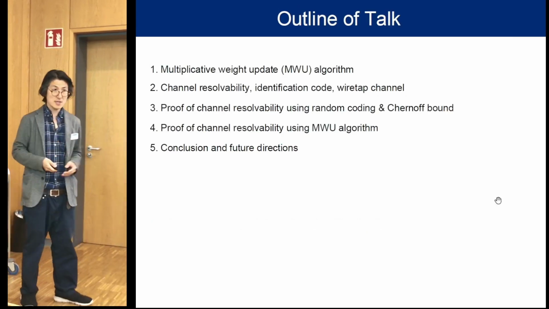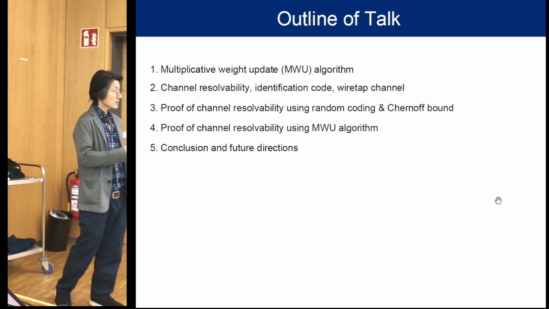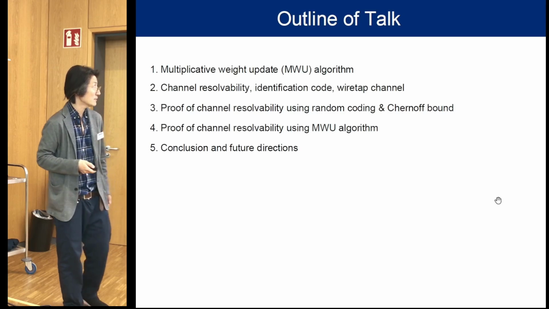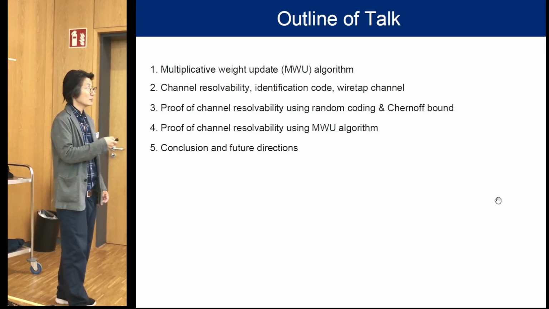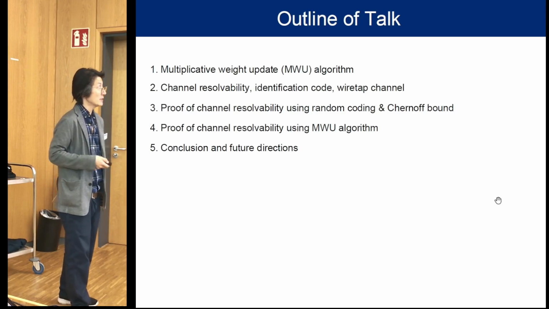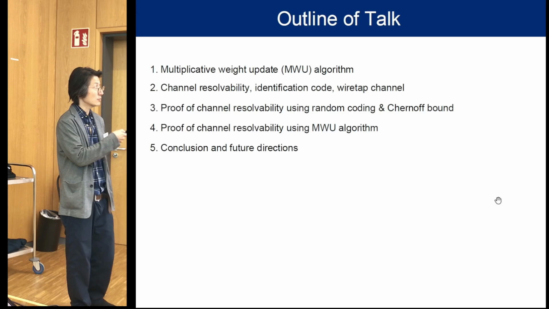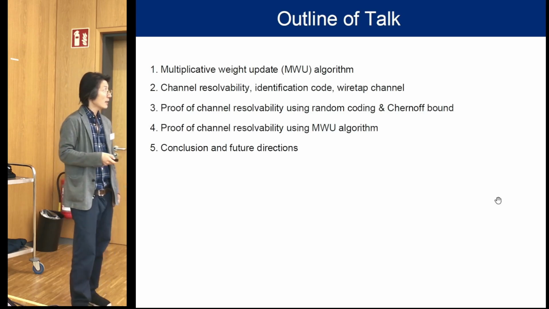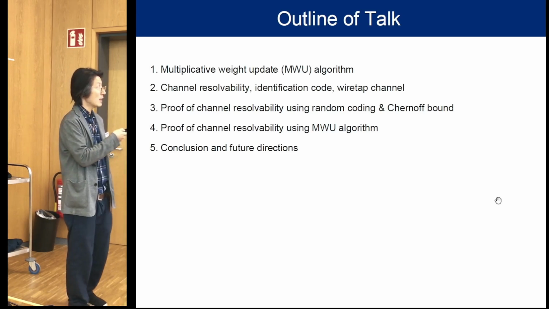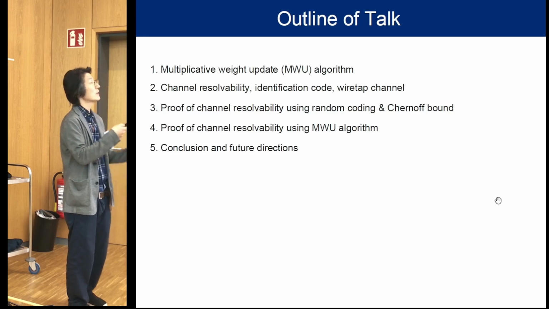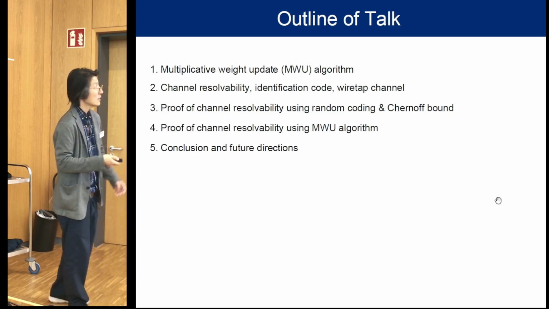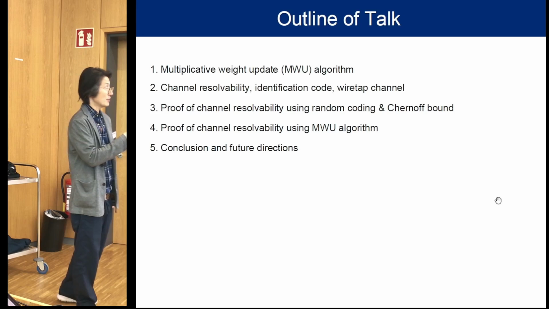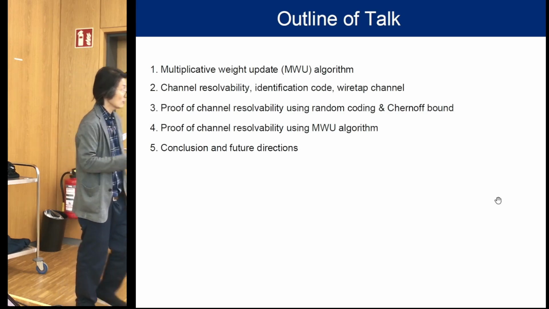So this is the outline of the talk. First, I'm going to explain more detail about the MWU algorithm. And then I'm going to explain channel resolvability setup and also connection to identification and wiretap channel briefly. And then first, I'm going to explain proof of channel resolvability using random coding and Chernoff bound. Then I will explain our proof of channel resolvability using MWU algorithm, and I'll finish the talk with some conclusions.